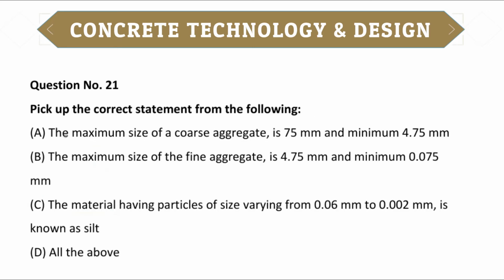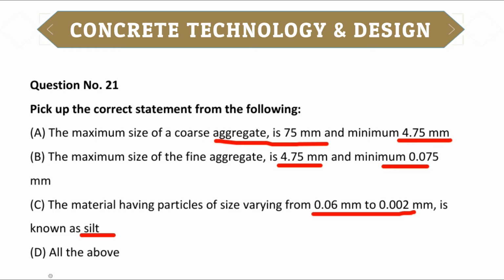So next question, pick up the correct statement from the following. Option A, the maximum size of coarse aggregate is 75 mm and the minimum is 4.75 mm. Option B, the maximum size of fine aggregate is 4.75 mm and the minimum is 0.075 mm. Option C, the material having particle size varying from 0.06 mm to 0.02 mm is known as silt. Option D, all the above. So the correct answer is option D, all the above.